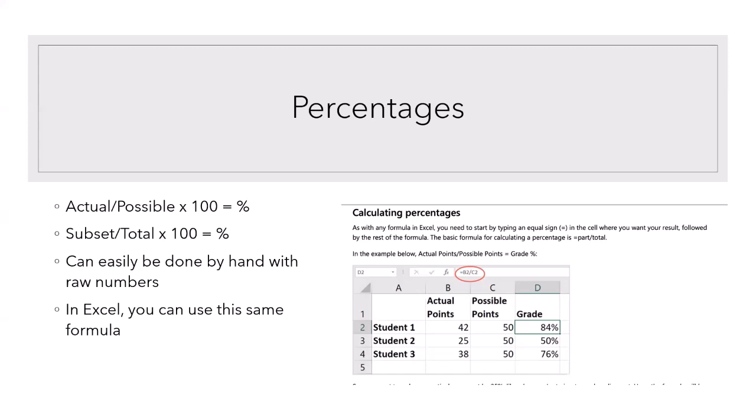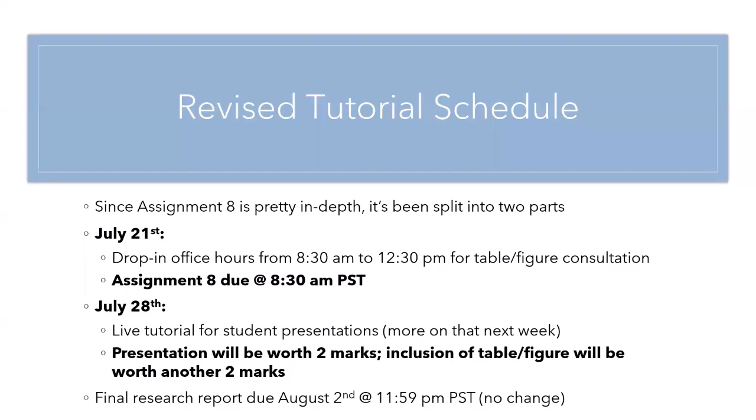Actual/possible times 100. We already talked about doing this. In more research-friendly terms, it's the subset of divided by the total, which is almost always your total number of participants, times 100. However, you can still use Excel for this. In the red circle there in the photo, you see how it says B2 divided by C2 with the equal sign before it. That will automatically generate a percentage from the two cells that you identify. So in that example, it's cell B2 and cell C2.